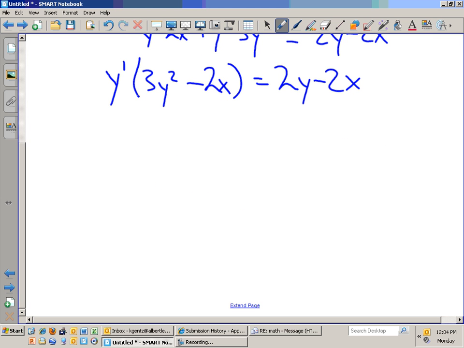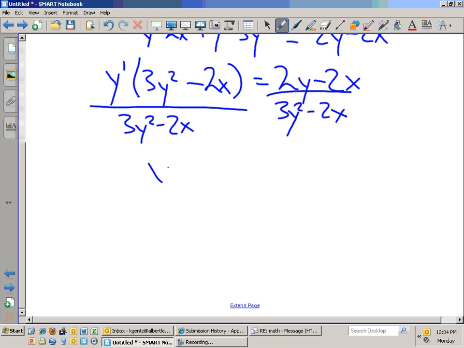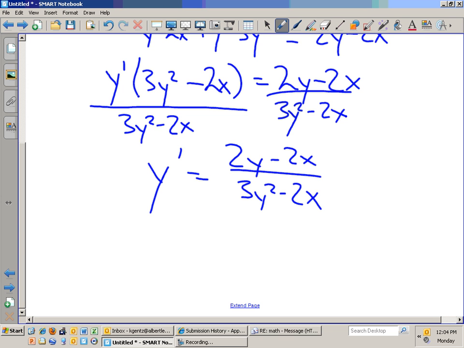And so now what should I do? Divide what? And if I do that, 3y squared minus 2x, and I get y prime is equal to 2y minus 2x over 3y squared minus 2x. And so now my derivative, yes, it's written in terms of both x and y, but that's the nature of implicit differentiation. No, they are married. Can't cancel off the two x's, right?